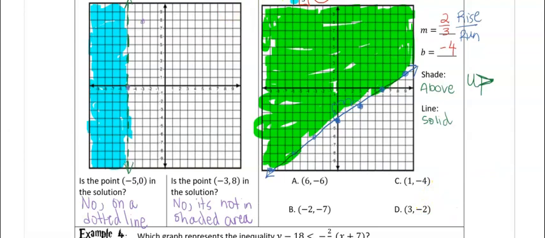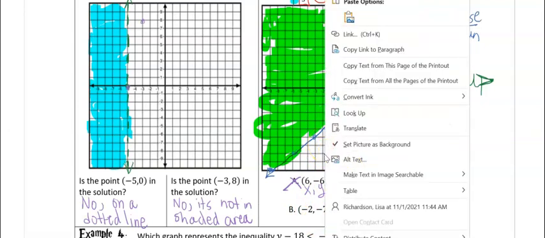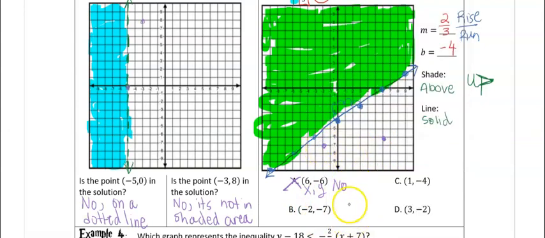So let's test out each of the points, right? 6, -6, that's my x and my y. So 6, -6 will be down here. Oh, that's not in a shaded area, so no. Cross that out. Let's look at B, -2, -7. Oops. That also doesn't fit, right? It's not in a shaded area. So that will cancel. 1, -4. That's also not in a shaded area.